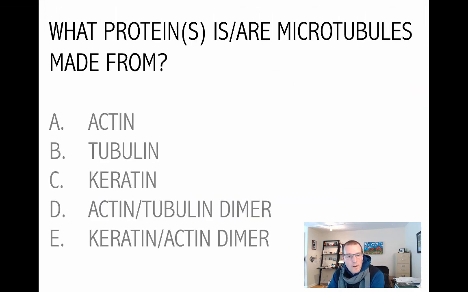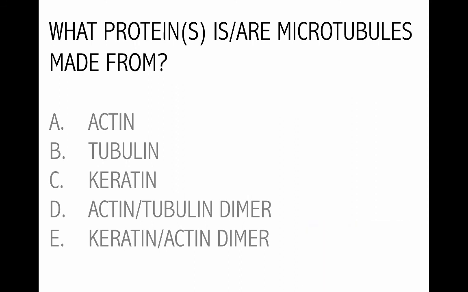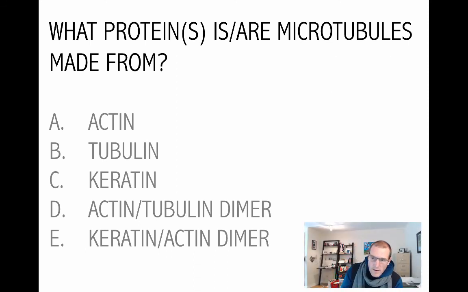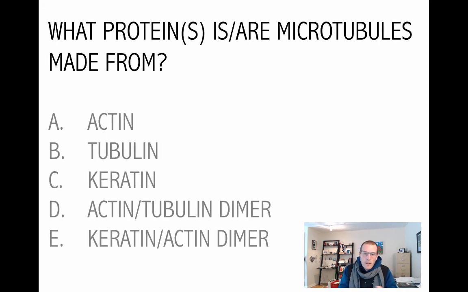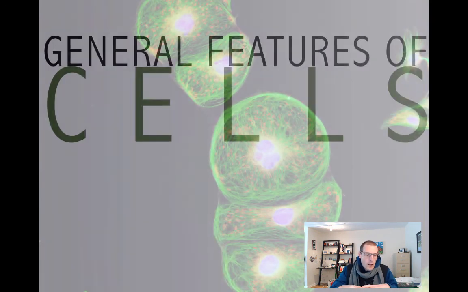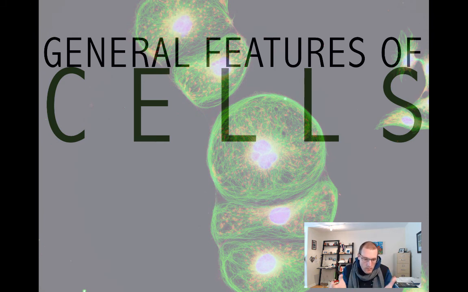Let's just review really quick, just to refresh your memory on what we talked about so far. What proteins are microtubules made from? Okay, I'll put the answer in next time. So, what we've talked about here really are two main things. We've talked about the cytosol and some of the functions of the cytosol and where you find the cytosol, and then we've talked about the cytoskeleton, the microtubules, the intermediate filaments, and the actin filaments.